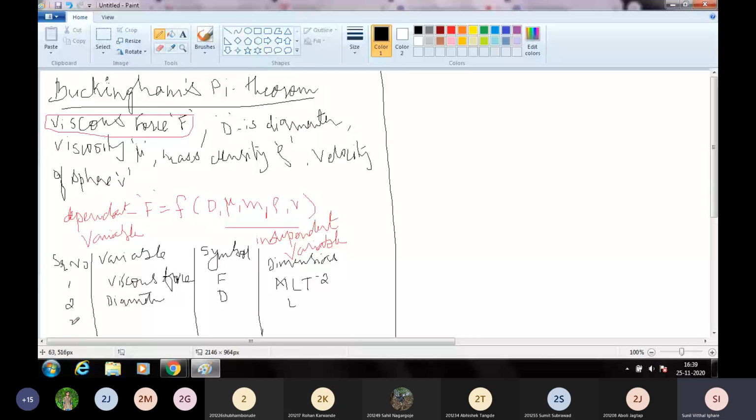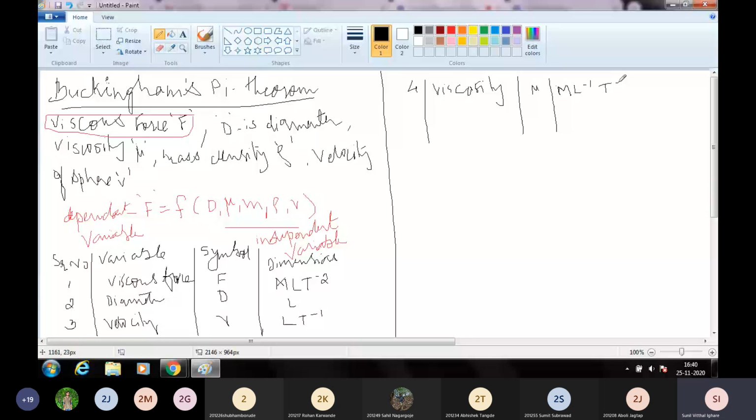Third is velocity, which we denote by v. Velocity is meter per second, so length per time. Fourth is viscosity, which we denote by mu. The dimensions for viscosity are M L raised to -1 T raised to -1. You have to solve it for the viscosity, and if you simplify it you can get the answer.